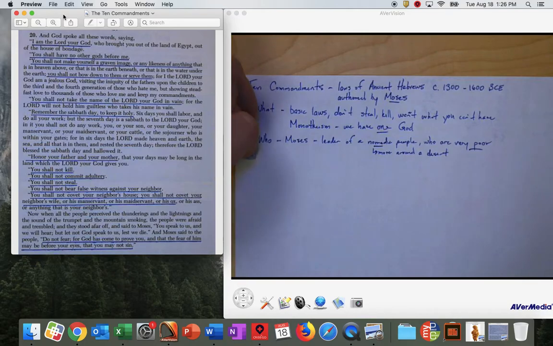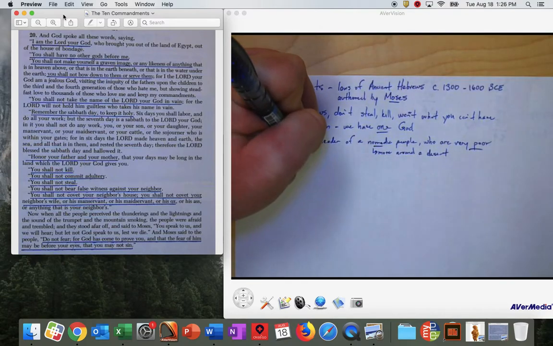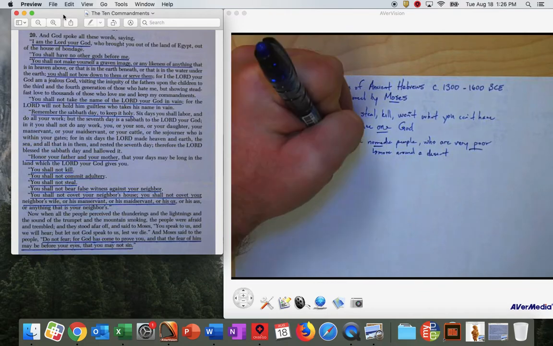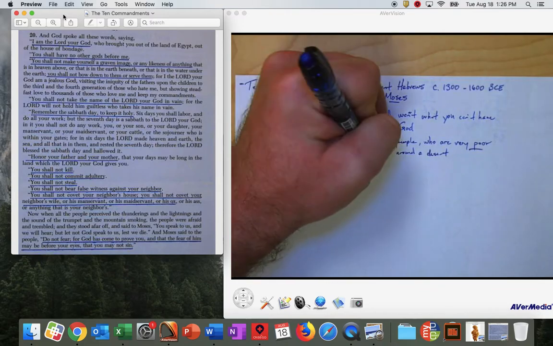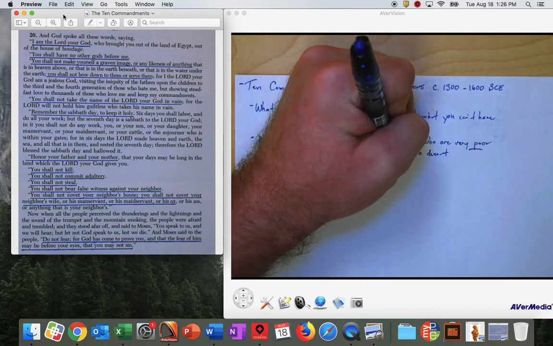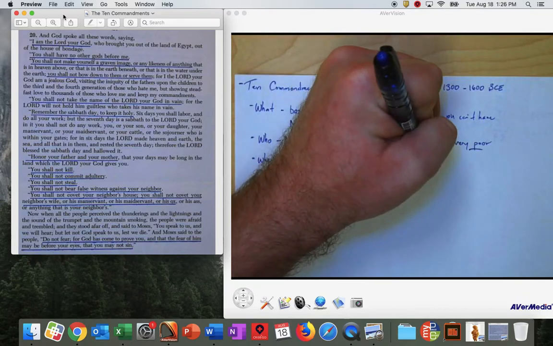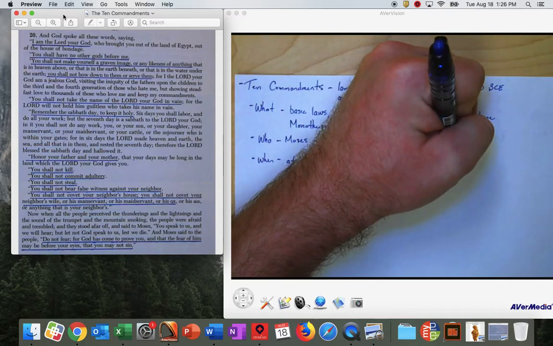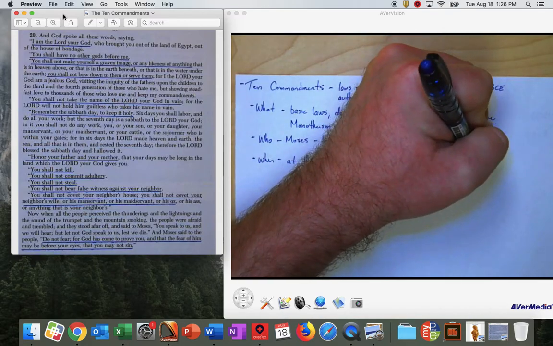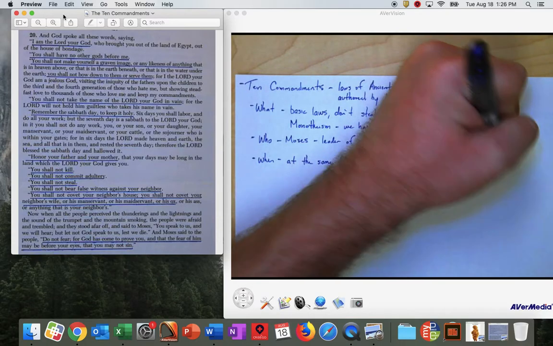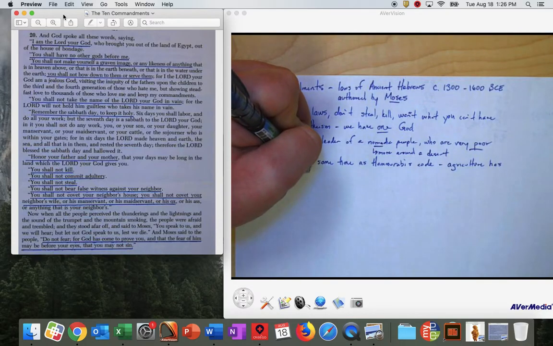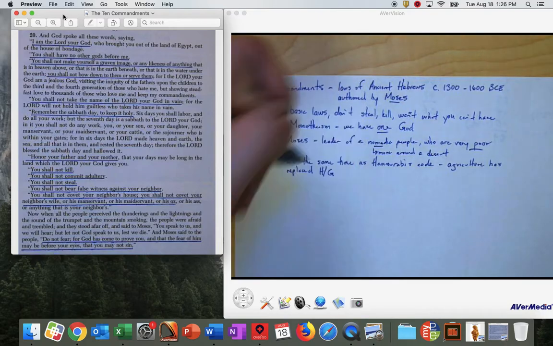All right, when was this written? Well, pretty much the same time as Hammurabi's code, more or less. So it's written kind of at the same time as Hammurabi's code. So we've got agriculture has replaced hunting and gathering.